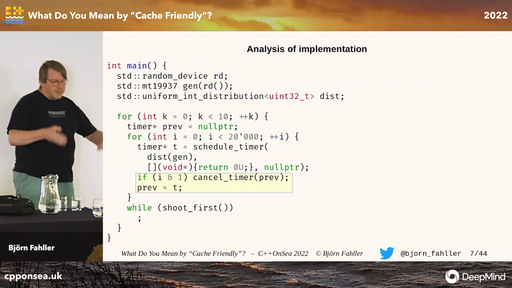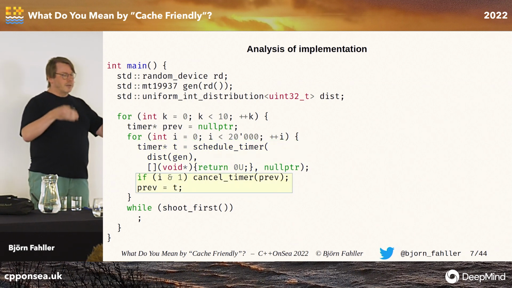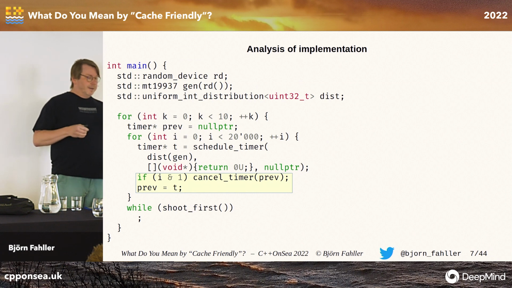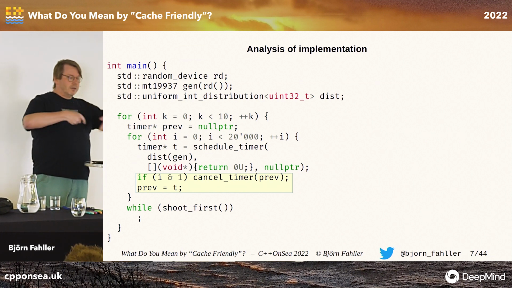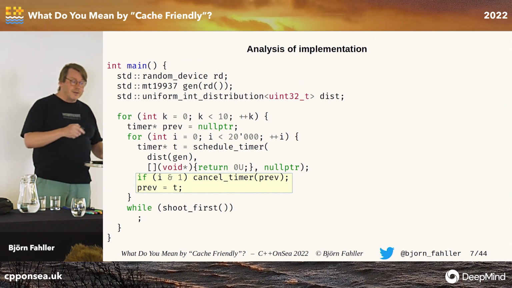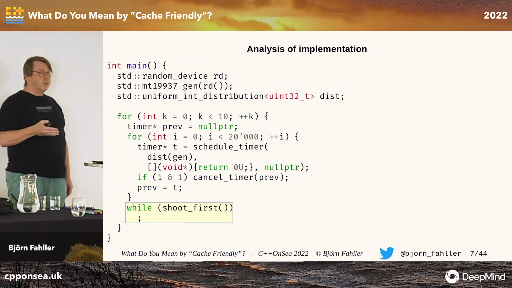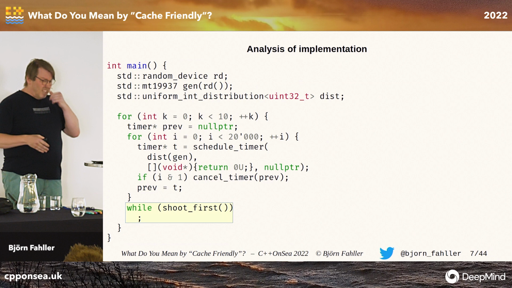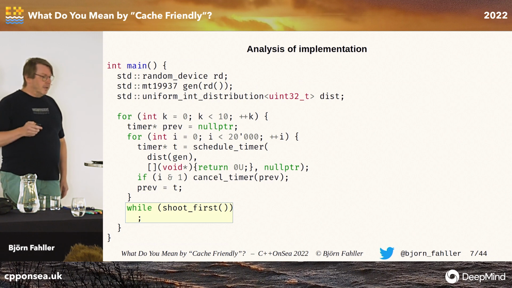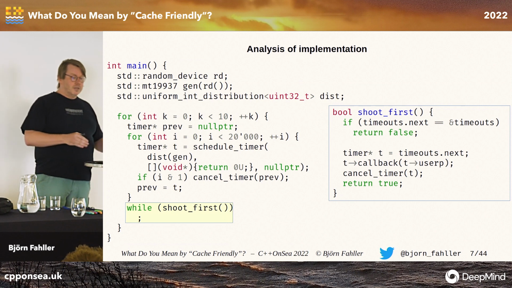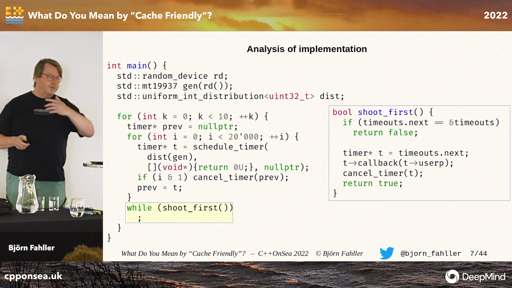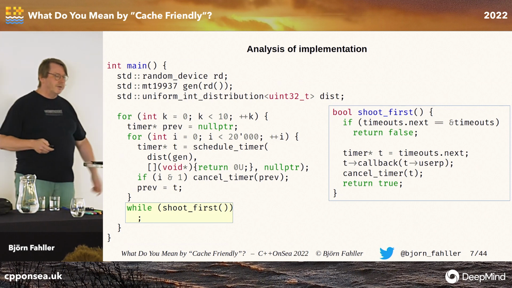And then every second time through this loop, I cancel the timer that was scheduled on the previous revolution in the loop. So that when we're done with this over 20,000 times, there are 10,000 entries remaining, and then we shoot them in order. All right? And the shoot first is just, if the list is empty, we return false. Otherwise, we shoot an event and return true, so we can go through it.